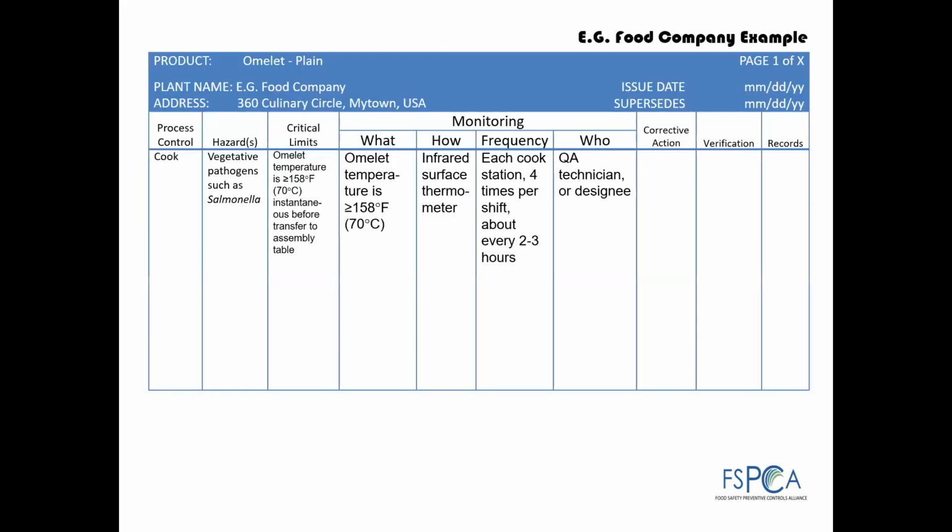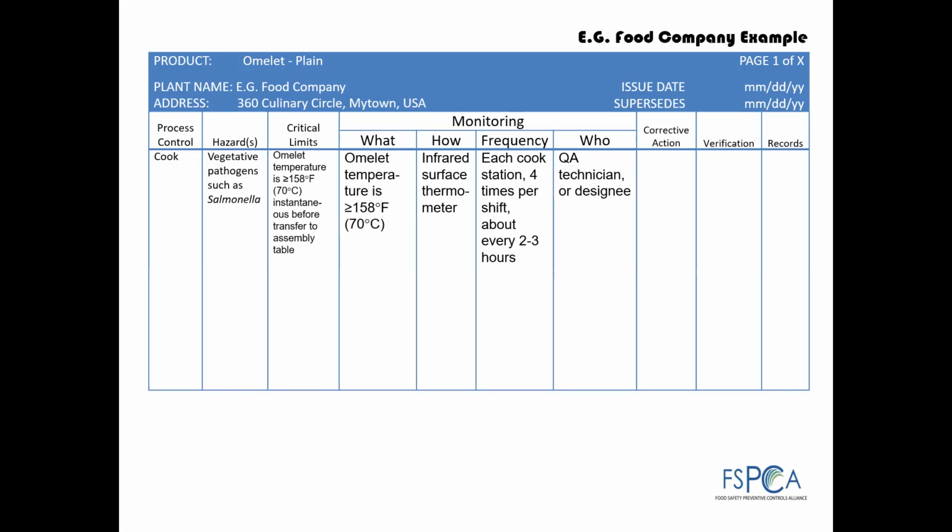This is an example which is showing you the monitoring. Let's say we're using omelet as an example. As always, what are we going to monitor? Temperature, 158 degrees Fahrenheit, 60 degrees Celsius. How are we going to do it? Like we said, it's difficult to test internal temperature, so we're using the surface thermometer. Who's going to do it? A QA technician or a designate.